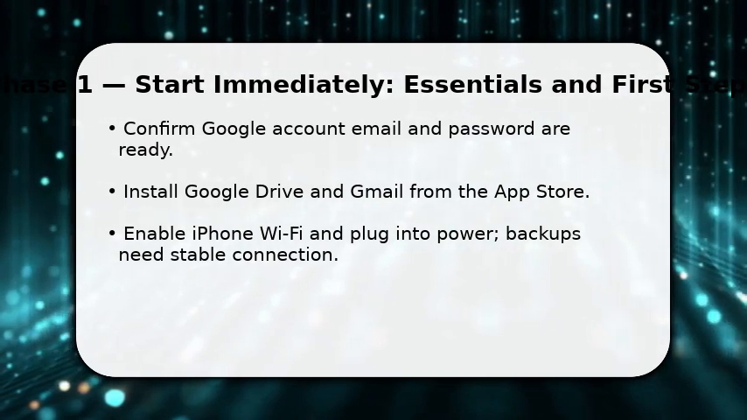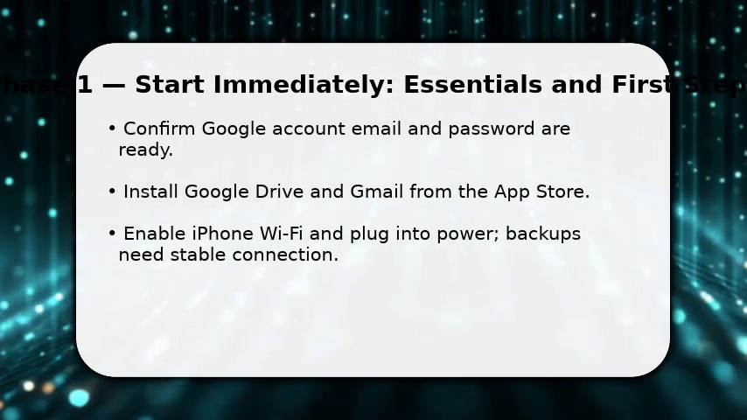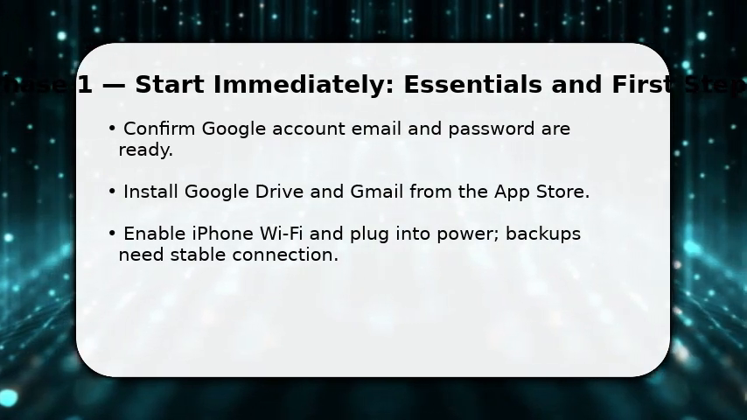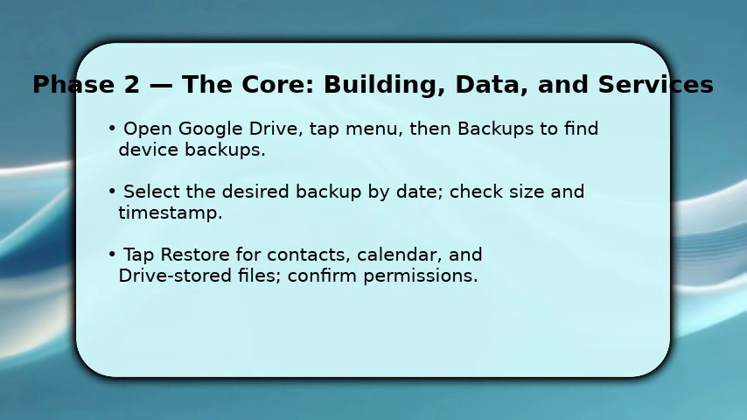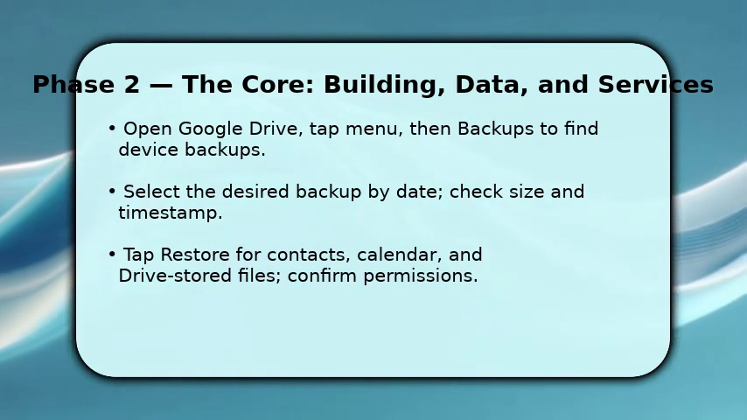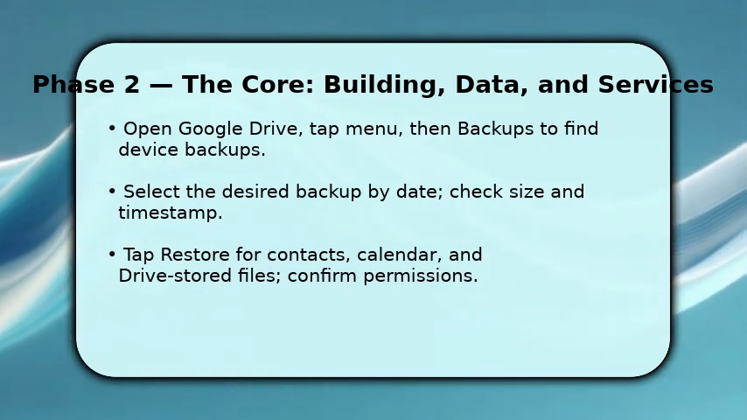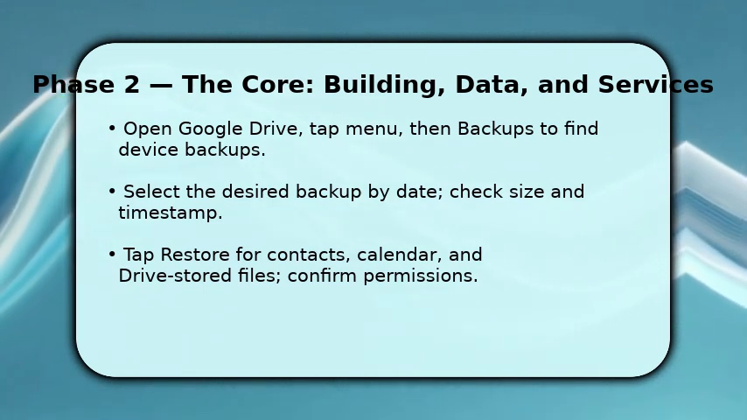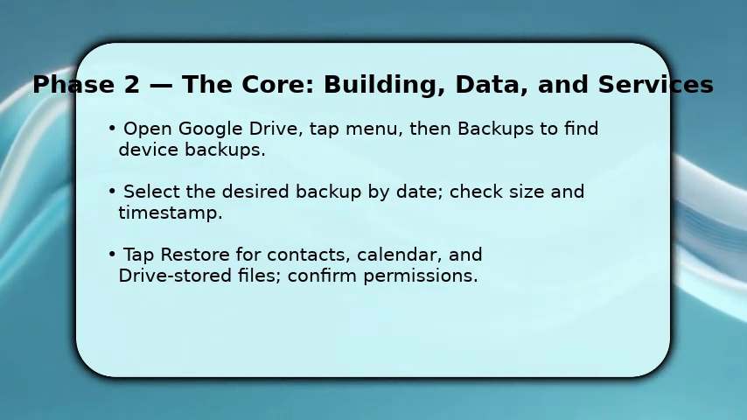If two-factor is on, have your verification method nearby. It prevents auth errors and speeds the next steps. Now, open Google Drive and tap the menu, then Backups, because that's where device snapshots live. You'll see backups listed by device name and date. Choose the one you need, paying attention to size and timestamp so you restore the correct set.